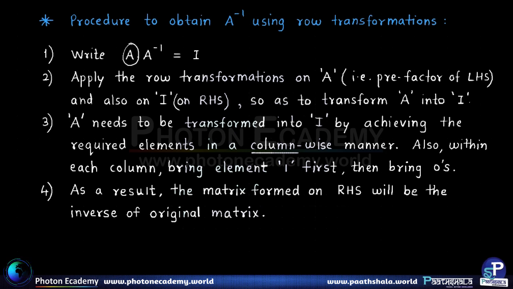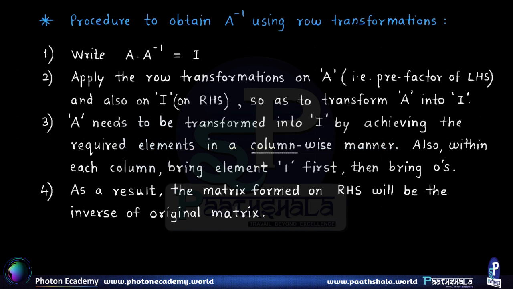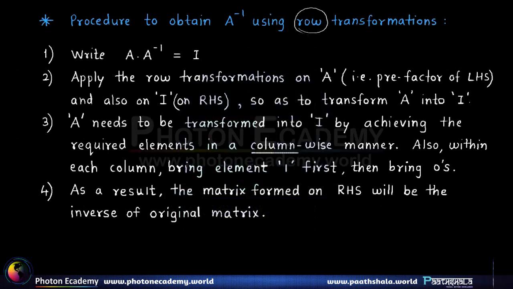That is, by changing the rows of the matrix A, we convert it into the identity matrix I. Now in the third step we have to remember that A needs to be transformed into I by achieving the required elements in a column wise manner. That means if we are doing row transformations, then we have to achieve the column wise elements. This is a very important point. That means we have to first bring the first column as 1 0 0, then the next column, and then the next column.